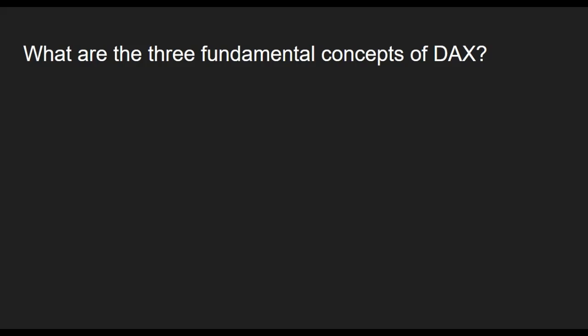Context. Context is of two types, row context and filter context. Row context is used when a formula has a function that applies a filter to identify a row in a table. Filter context is used when one or more filters are used to get a value. So these are the three fundamental concepts of DAX. Next question.